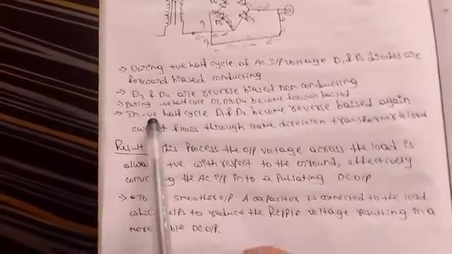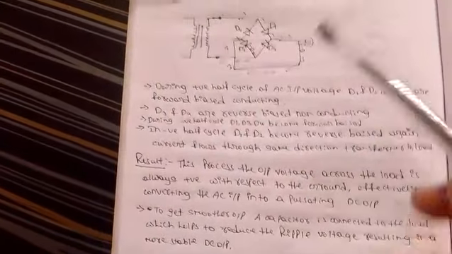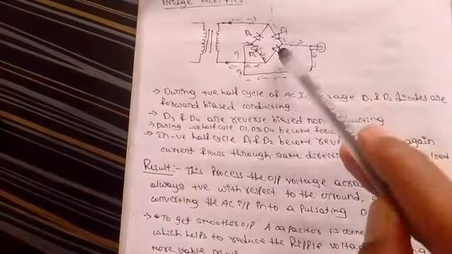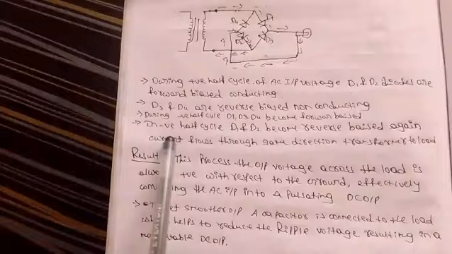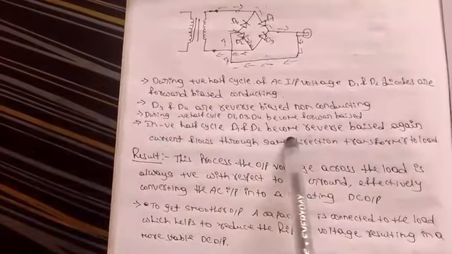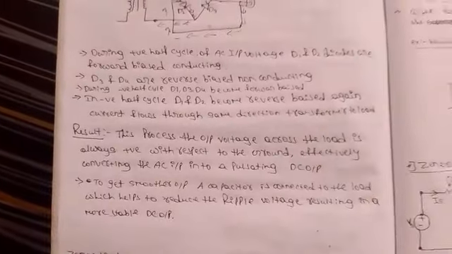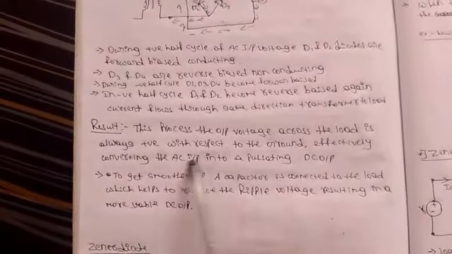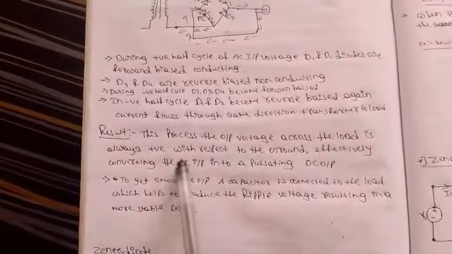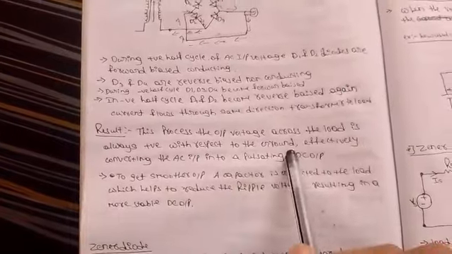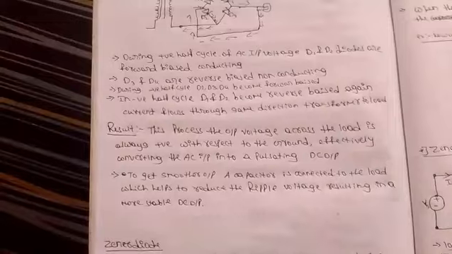Similarly, during the negative half cycle, D3 and D4 become forward biased, and D1 and D2 become reverse biased again. As a result, the output voltage across the load is always positive with respect to the ground, efficiently converting the AC input into a pulsating DC output.